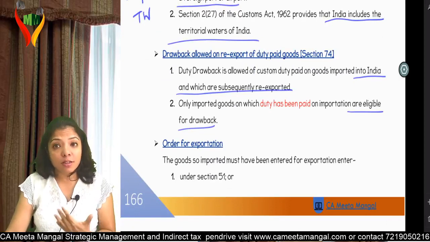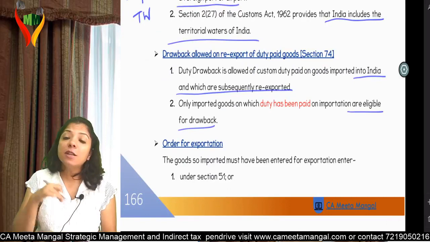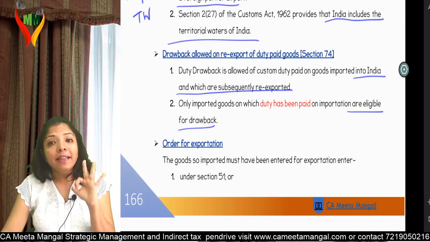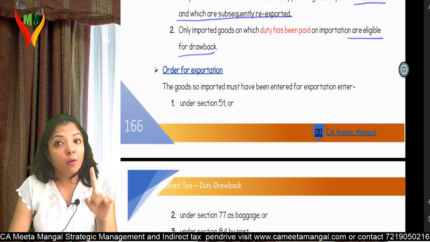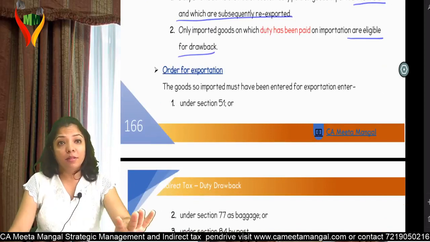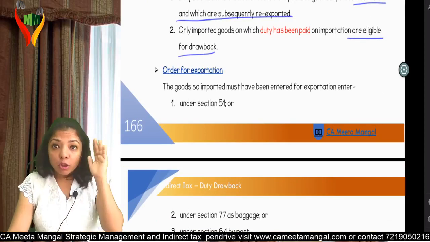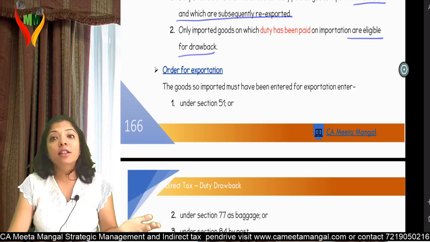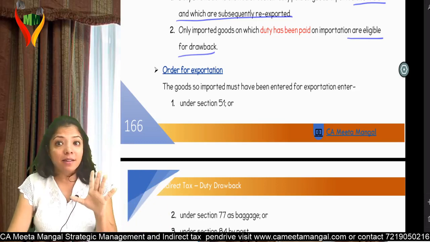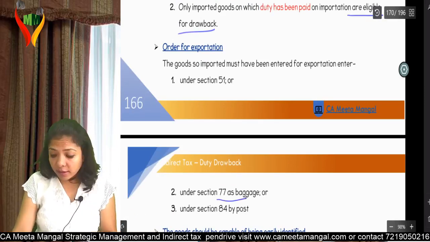Order of exportation. Now the question comes, what all exports will I consider to be eligible for section 74? So three exports are considered. One, normal export under section 51. We have studied in depth. This is the last chapter. We have studied in depth. Normal export, you have to submit the shipping bill of export, and under section 51, I hope you remember all that stuff. Am I clear? Second, baggage, and third is post.